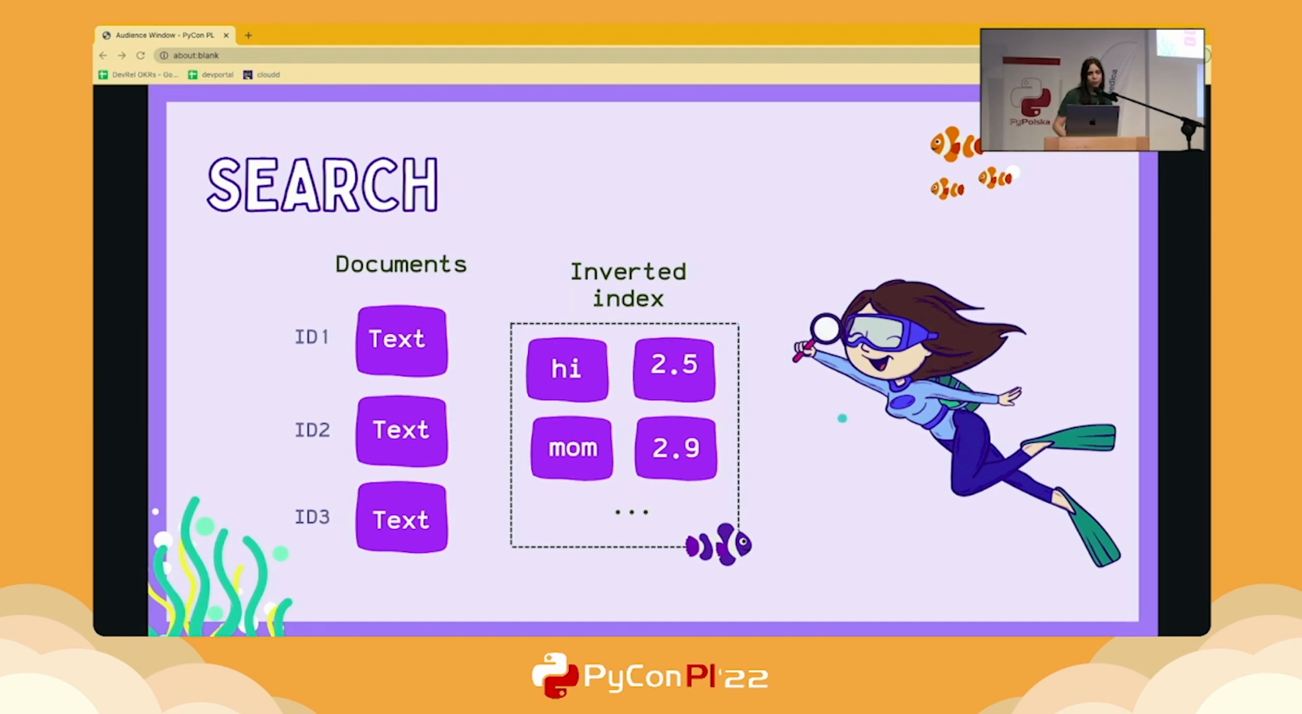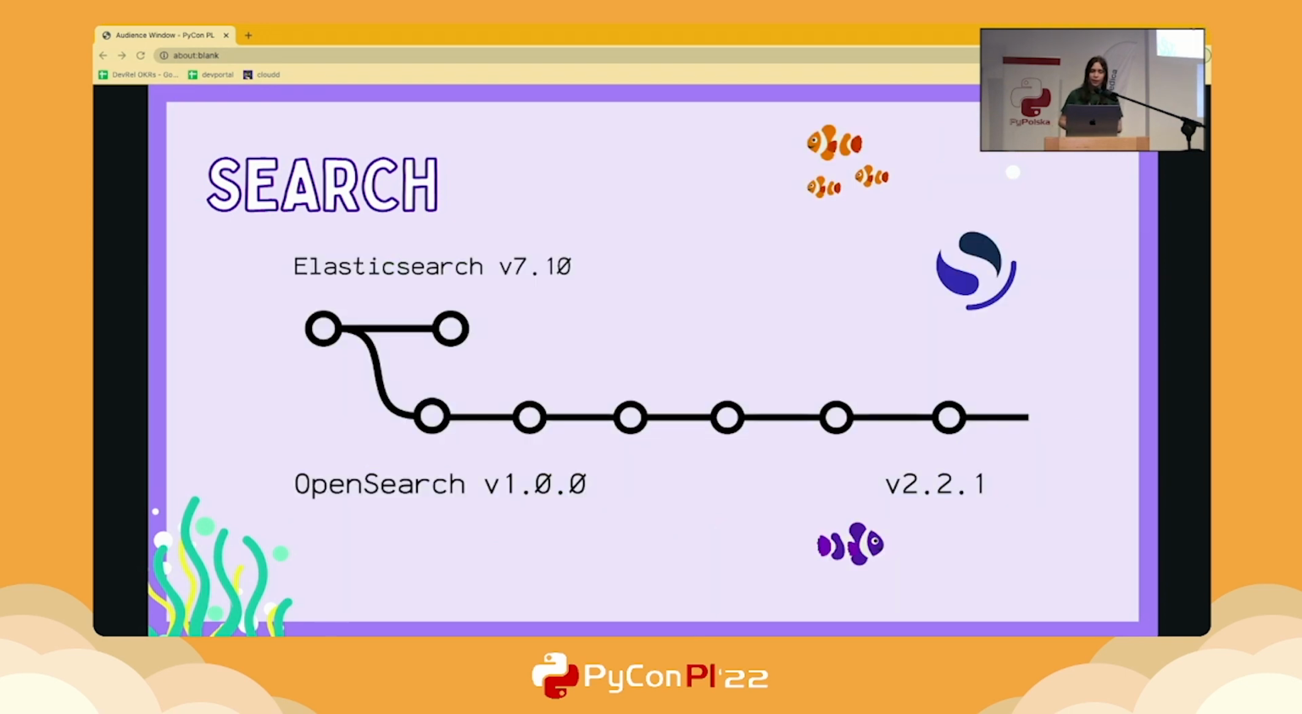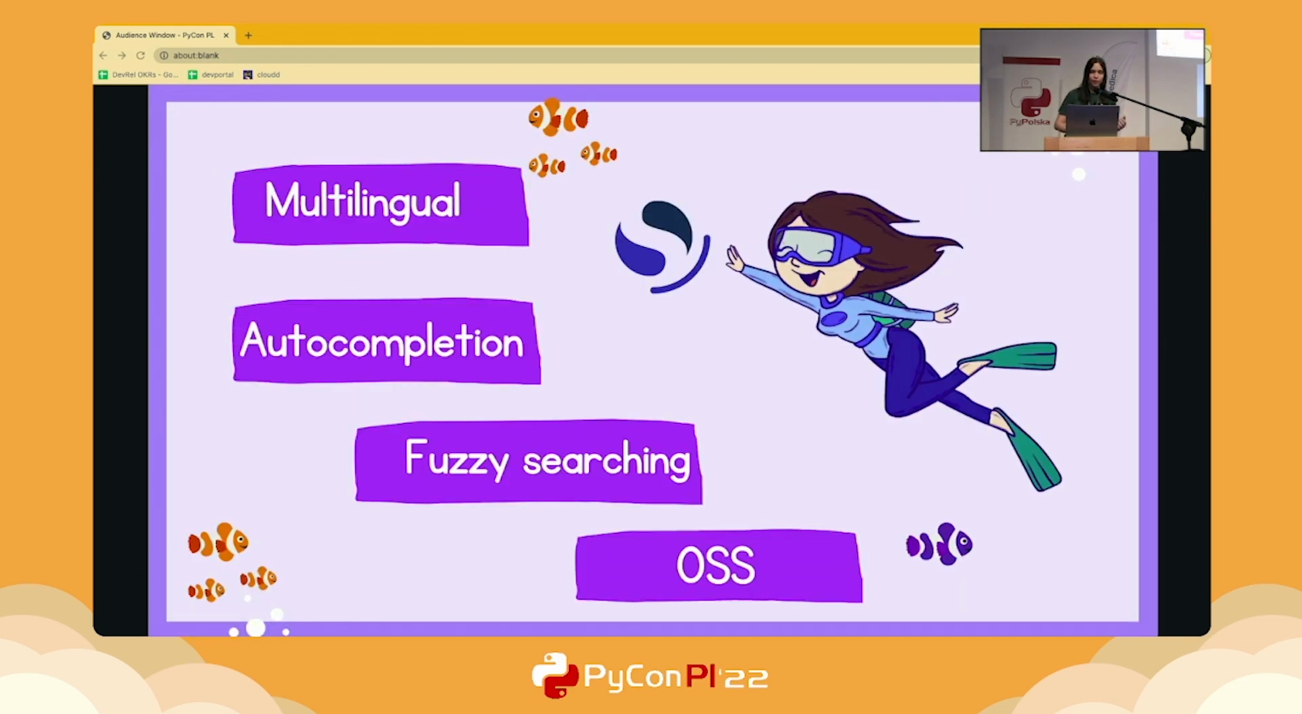One example of these databases is the OpenSearch database, which is a direct fork of Elasticsearch, but open source. And there are so many cool things in this database. For example, when you are sending your data there, you can specify which language you are sending, so it's optimized for language. You can also implement auto-completion in your application. So when people are typing, the database kind of finds where to go. And it has support for fuzzy searching and is open source. These are some cool things about search databases, such as OpenSearch.